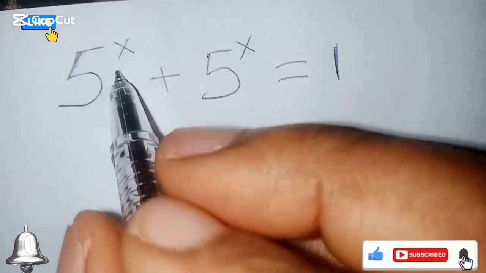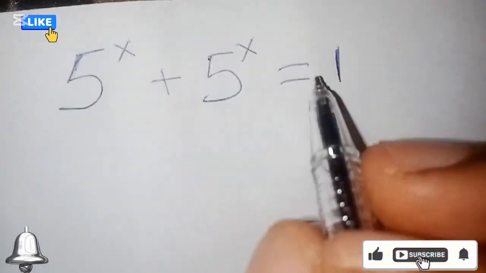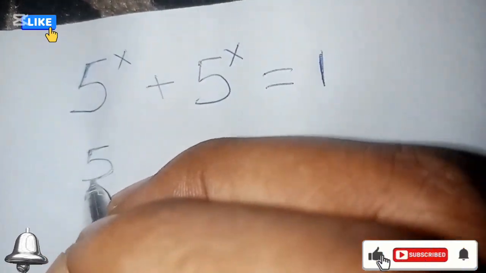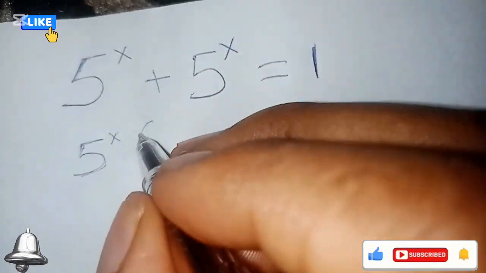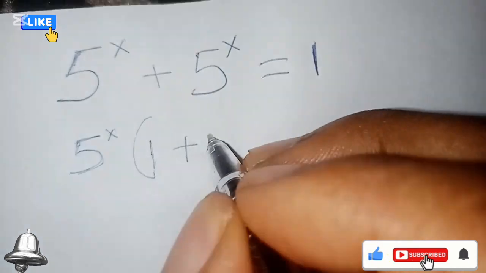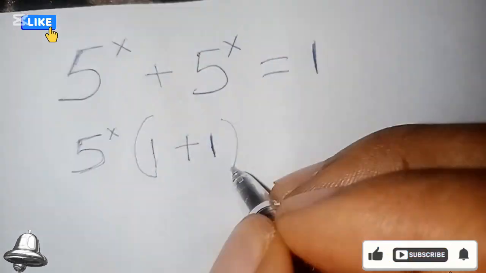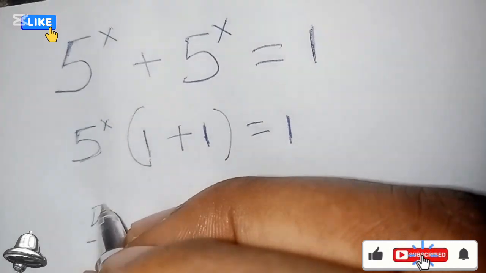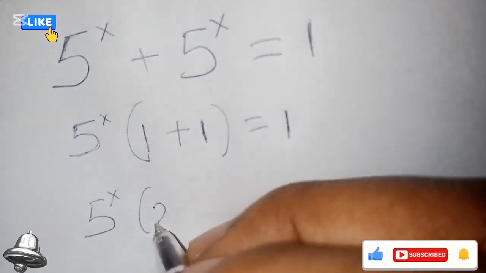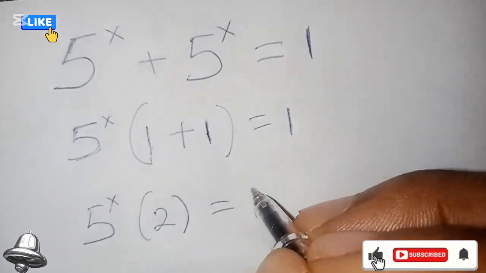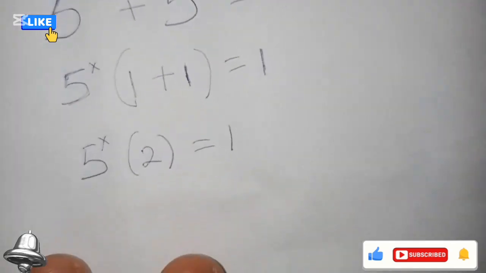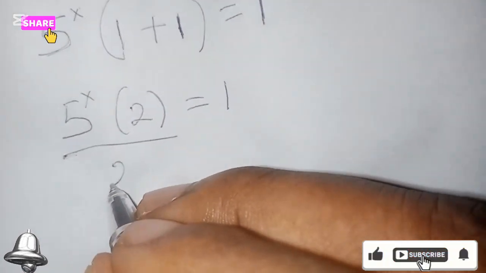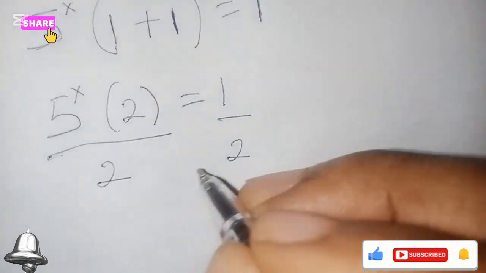Alright, we have 5 to the power of x plus 5 to the power of x equal to 1. First thing we're going to do, we're going to factor out 5 to the power of x, and we have 1 plus 1 equal to 1. So 5 to the power of x, this gives us 2 equal to 1. So what we do is to divide through by 2.